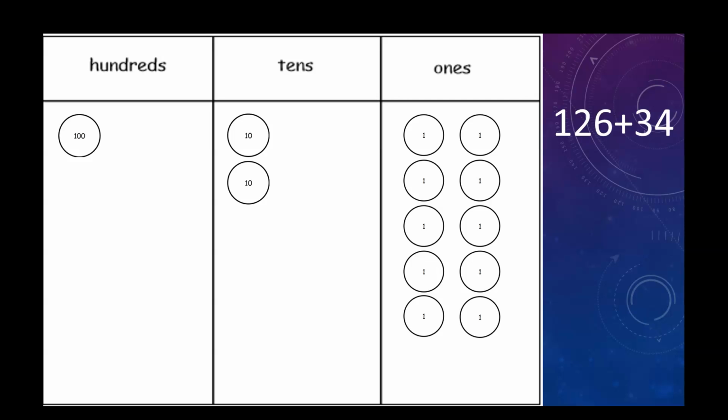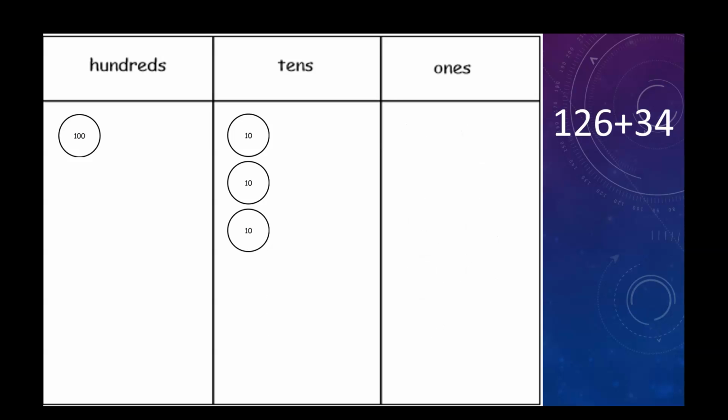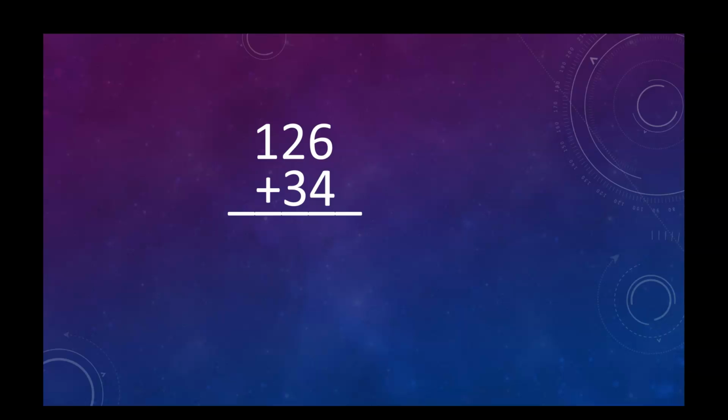Looks like we can bring those 1s over to the 10s because we can bundle them up and add that 10 over there. Now how many 10s do we need to add? 3 more. Let's add 3 more. Ready? 1, 2, and 3. Do we need to add any hundreds? No, we don't. We don't have any hundreds to add. So our answer is 160. Excellent job, guys.